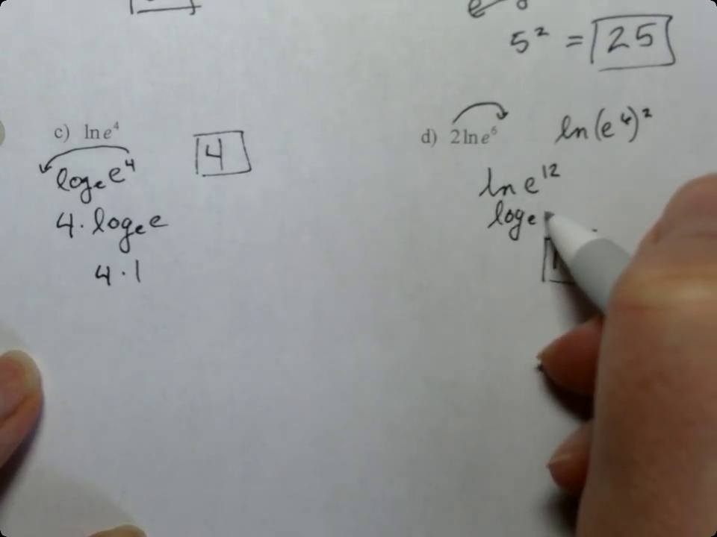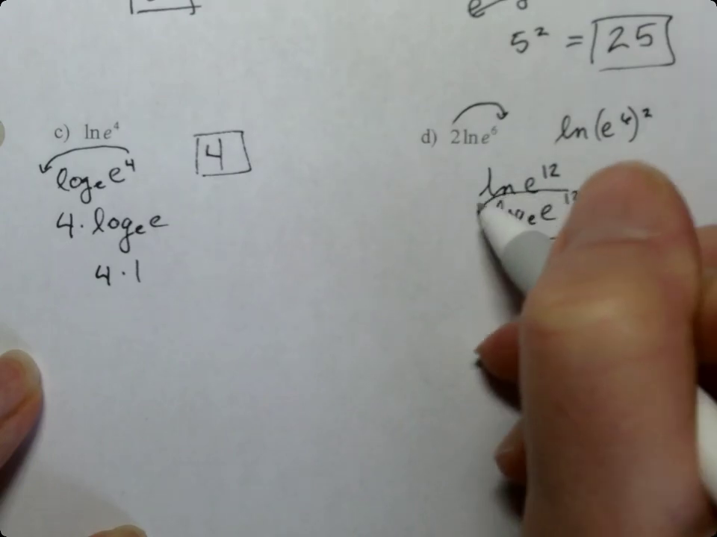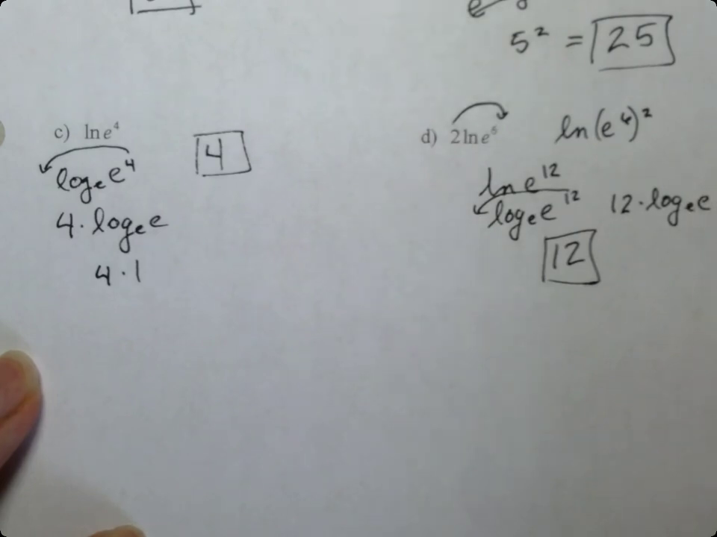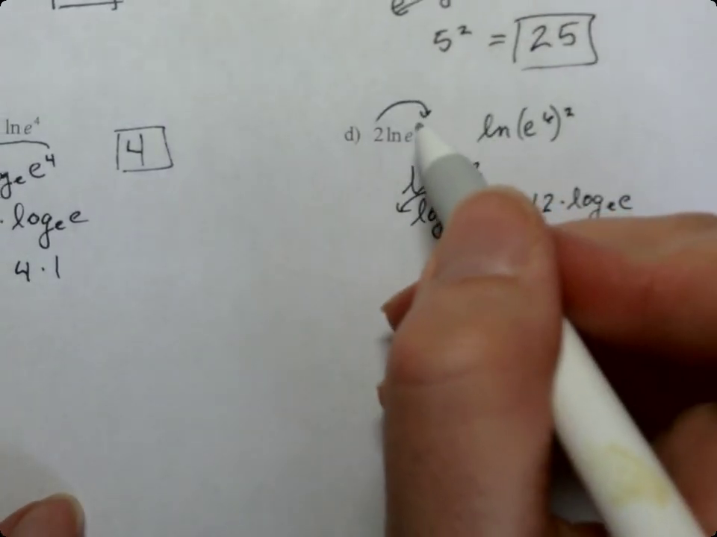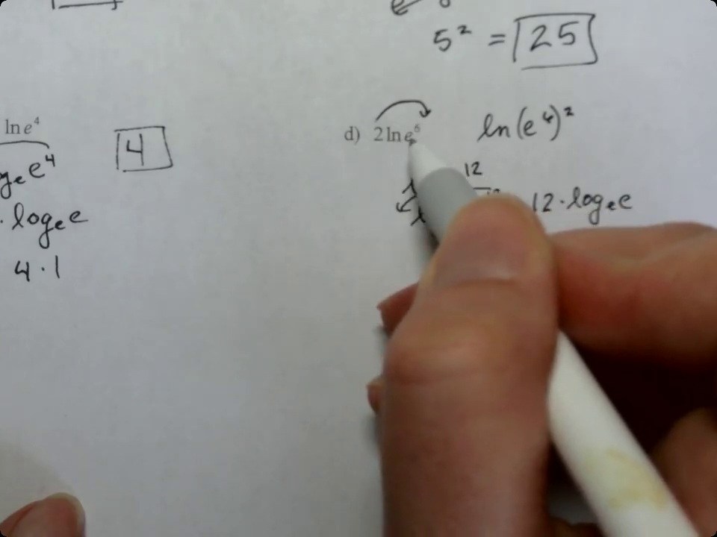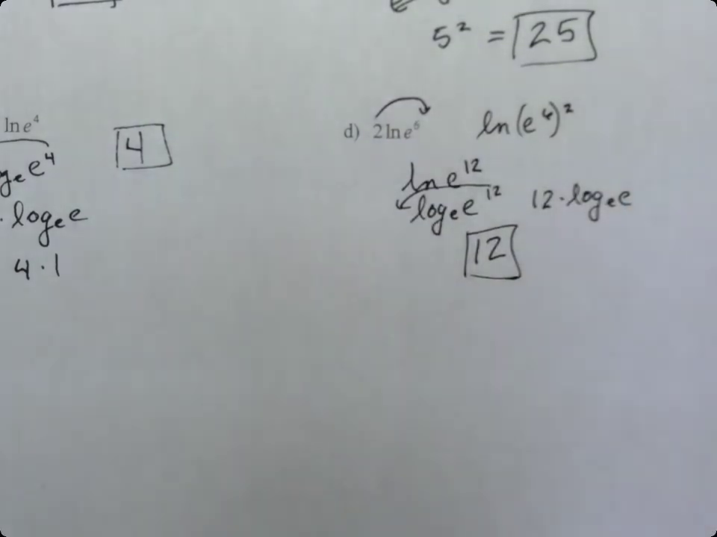That's log base e of e to the 12th. The 12 comes out front, and we multiply. Or the other thing you could have done is you could have brought the 6 out front and it'd be 6 times 2 is 12, and natural log of e cancels out. So a couple ways you could have looked at that last one.